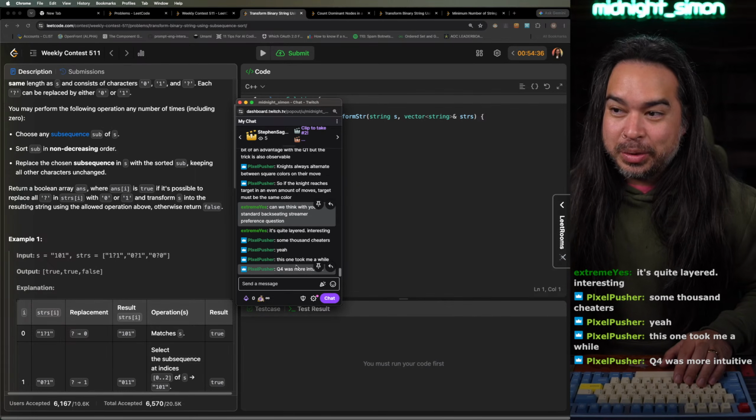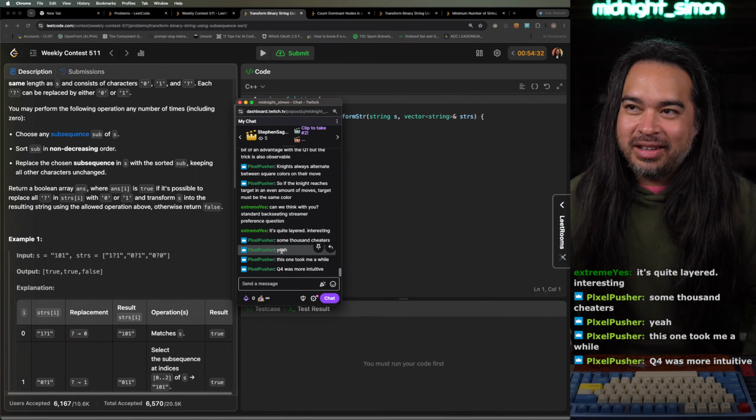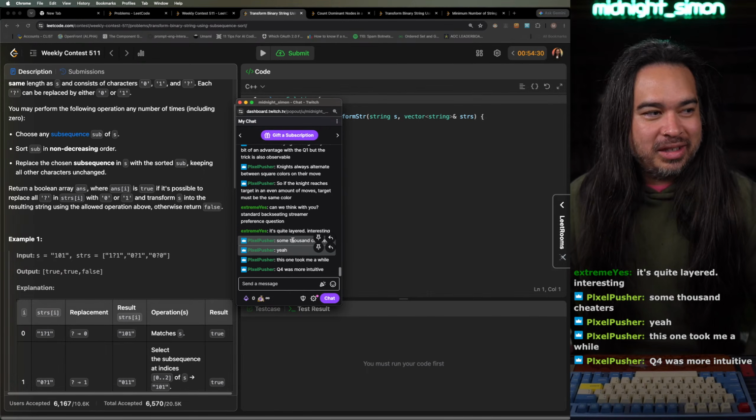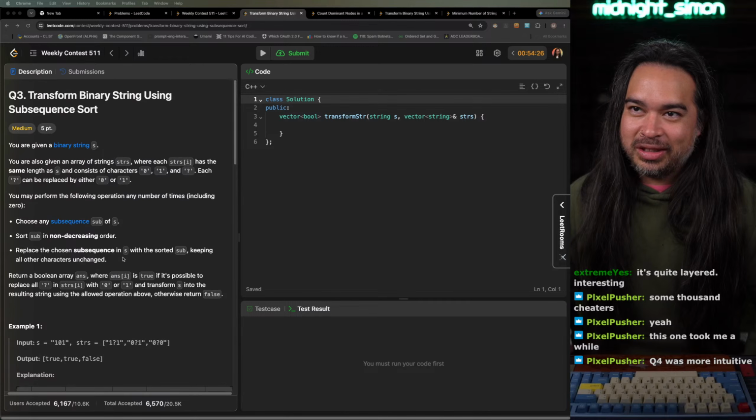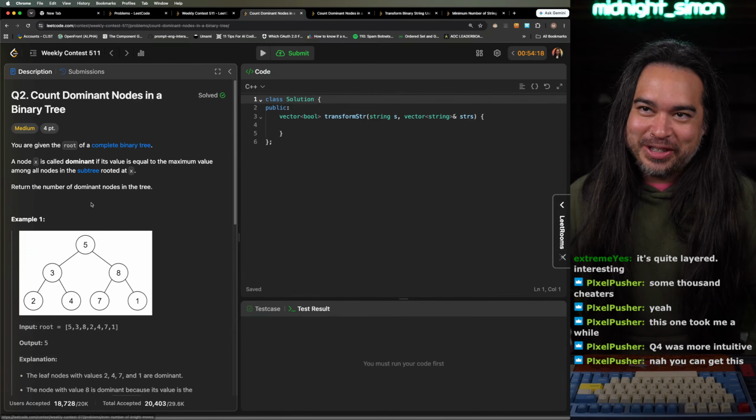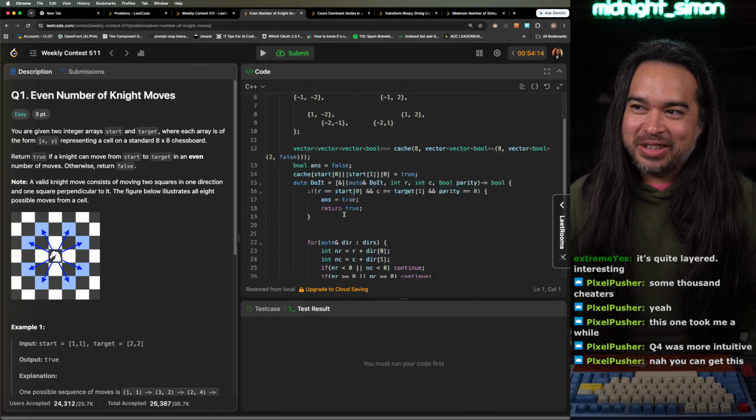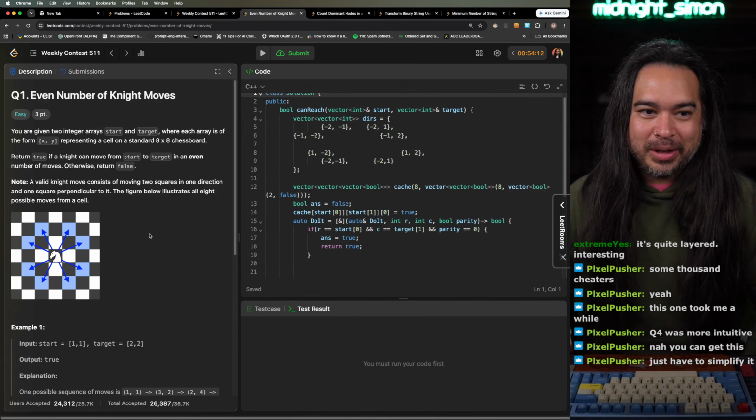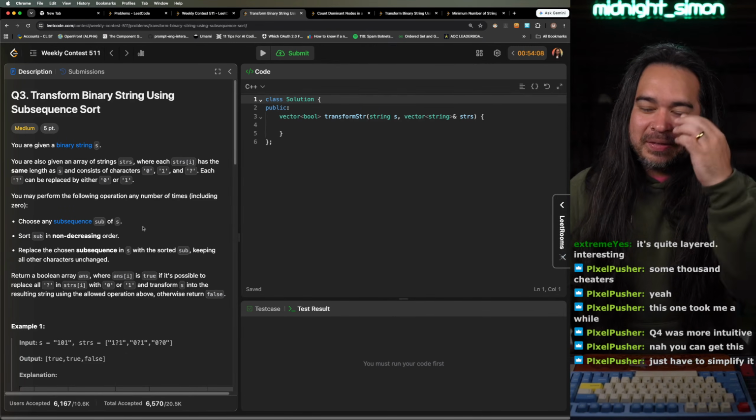Q4 was more intuitive. I mean, if Pixel Pusher is a dang LeetCode beast, LeetCode guardian, and he's saying Q3 made him struggle too. So man, right now I'm only a Q1 gang, or 1Q gang, because I couldn't even get Q1 right after all my junk. I think I can get this after simplifying it.